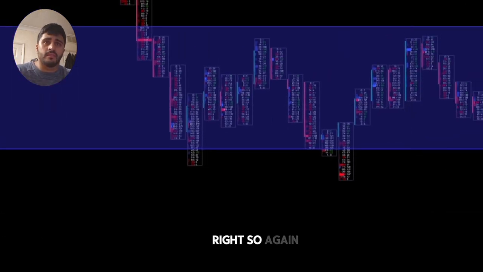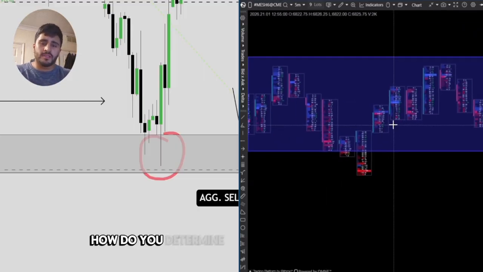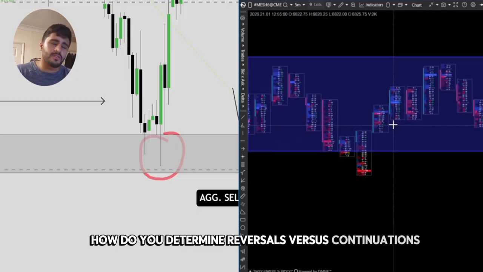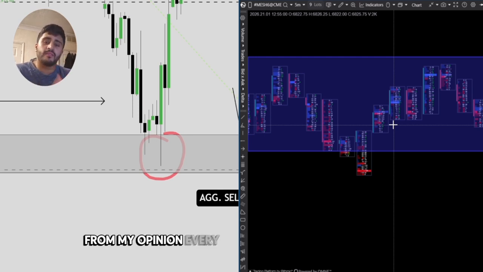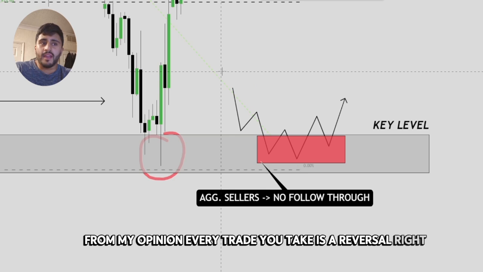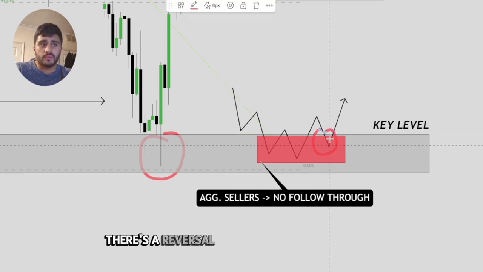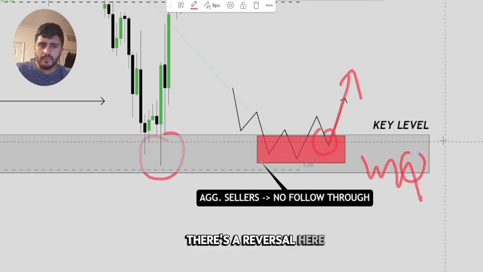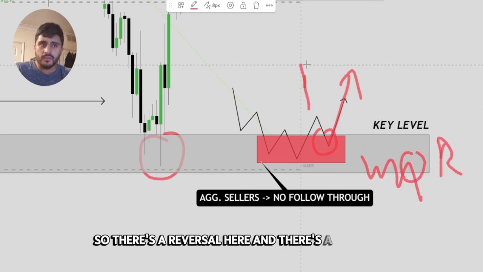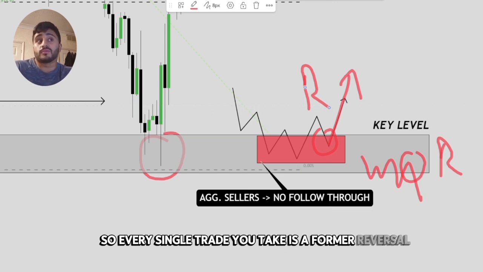So again, what does that actually mean? I had a question about how do you determine reversals versus continuations. It's a bit of an incorrect question because technically speaking, in my opinion, every trade you take is a reversal. If you want to take a long, there's a reversal here. If you want to take a short, there's a reversal here. So every single trade you take is a form of reversal.